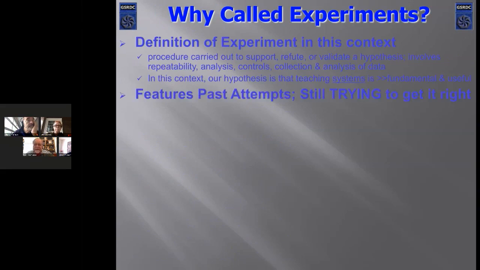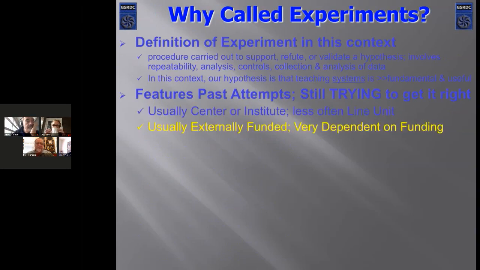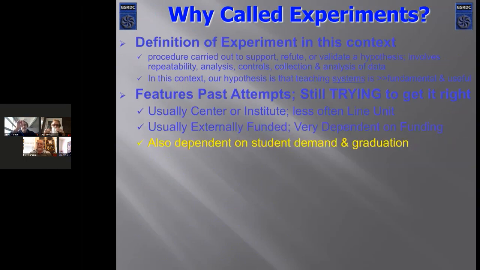I'm going to feature past attempts. We're still trying to get it right. Usually systems education was carried out by a center or an institute. It was less often a line unit. By line unit, I mean a standard department that you find at almost all universities, or a standard school or college, which is a subset of the whole university. Usually it's externally funded, so it's very dependent on that funding.